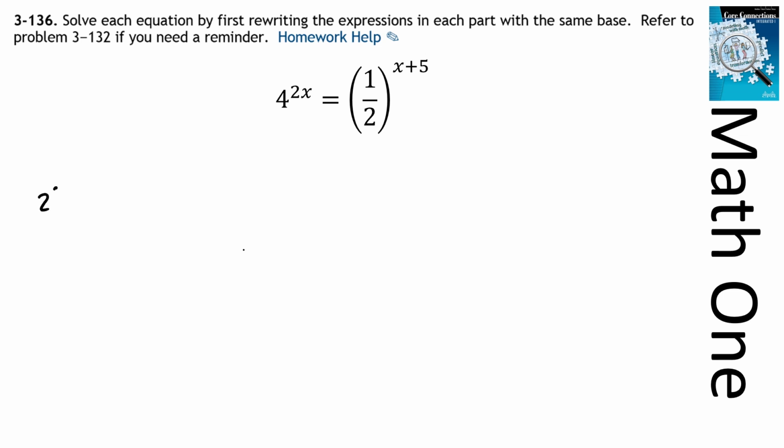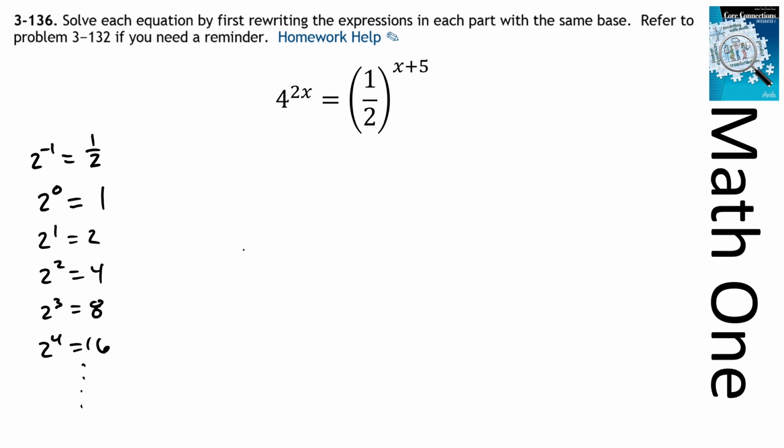I'm going to have 2 to the 0 power, and I know that that's equal to 1. 2 to the 1st power is 2. 2 to the 2nd power is 4. 2 to the 3rd is 8. 2 to the 4th is 16, etc. But if I go the other way, 2 to the negative 1 power is 1/2.